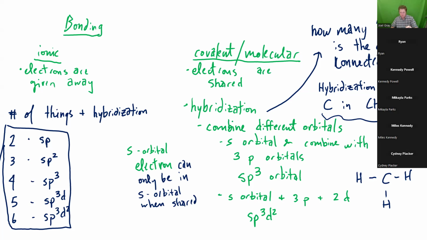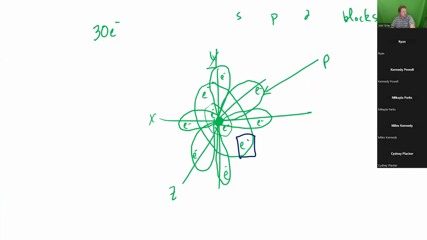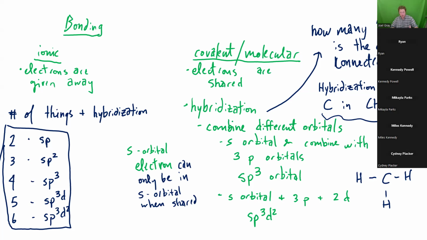But this is hybridization. You're combining orbitals to make a hybrid orbital where electrons can be shared between different atoms. Now, in terms of bonding, we've got 2 big groups. We've got covalent or molecular bonding and ionic bonding. Those are our 2 big groups. How much time did we spend on ionic bonding? Not very much, because its electrons are given away. Covalent or molecular bonding is where electrons are shared. Now, that hybridization is how that sharing takes place.